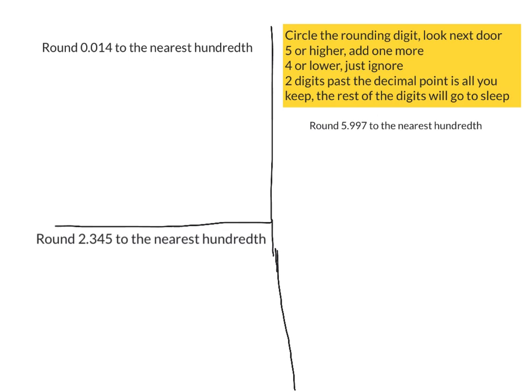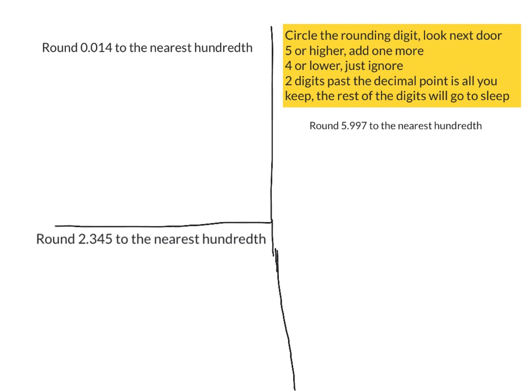So we're going to circle the rounding digit and look next door. 5 or higher, add 1 more. 4 or lower, just ignore. 2 digits past the decimal point is all you keep. The rest of the digits will go to sleep. So we're going to use this rhyme to help us as we round 3 decimals.